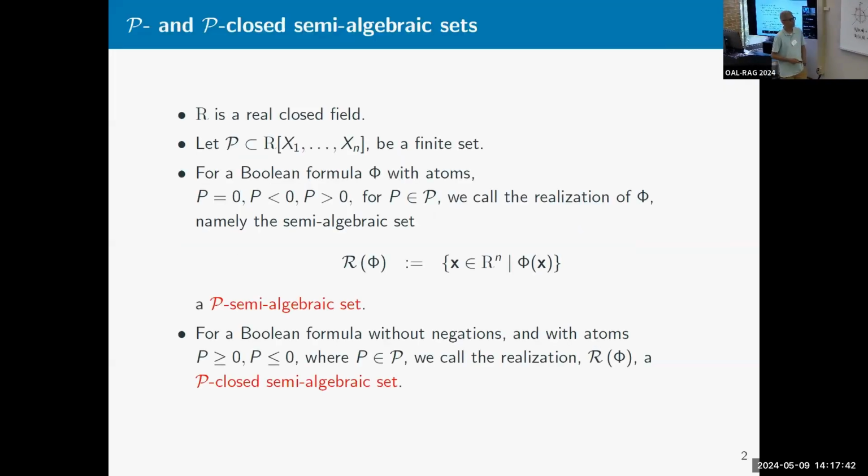Okay, so most of these definitions are already carried over from Ali's talk, so semi-algebraic sets, and maybe only the new one is this one: if we insist that all the inequalities that appear in the formula are weak inequalities, then the semi-algebraic set is closed by definition, and we'll call such a semi-algebraic set a P-closed semi-algebraic set.